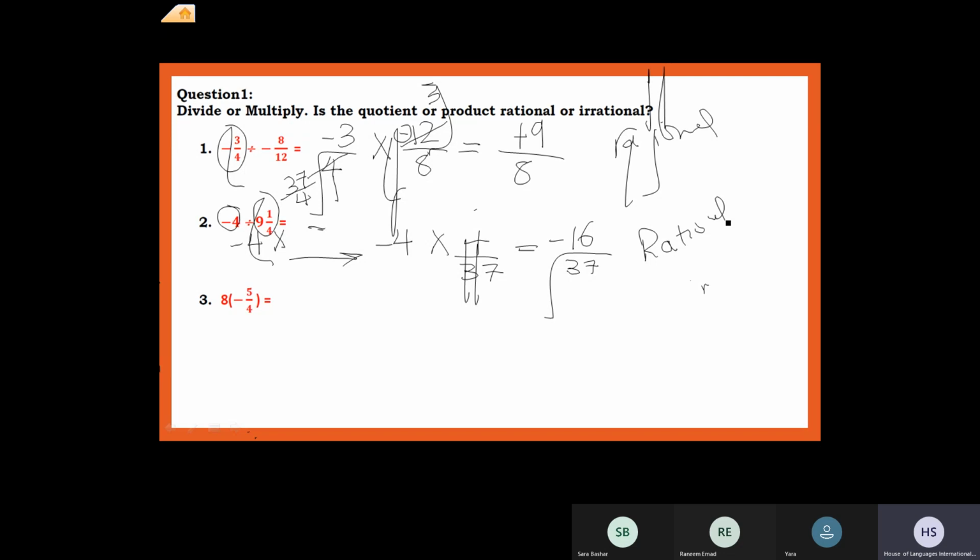Now, what is irrational? Irrational is like 2.35721, it's not terminated.